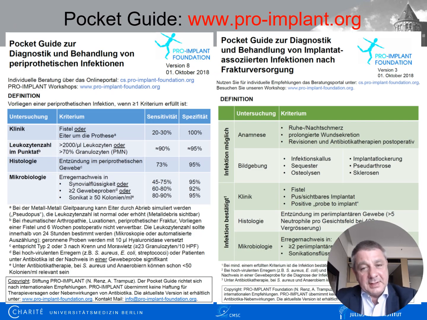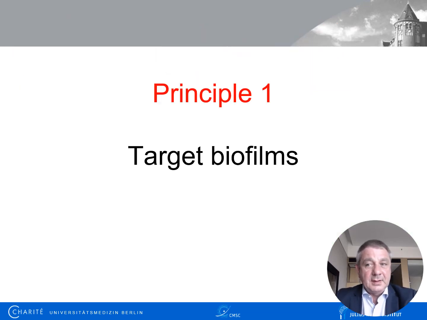To help in the decision making, we put together several pocket guides which can be downloadable from this website pro-implant.org and summarizes the most important points which will be presented in the next slides. The first principle is to target biofilms.